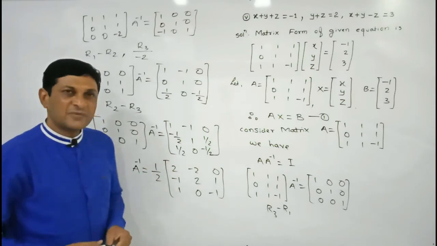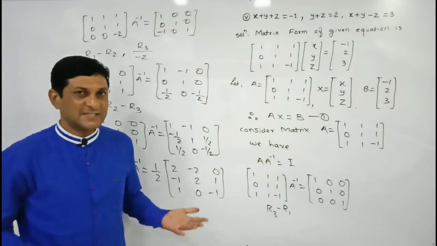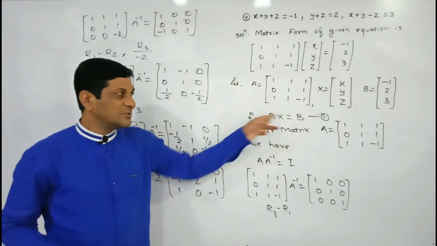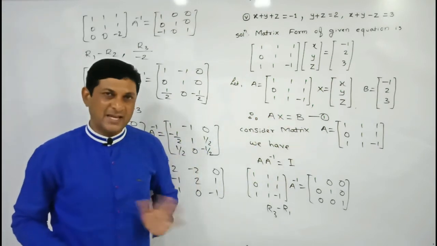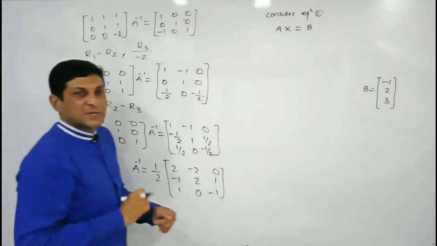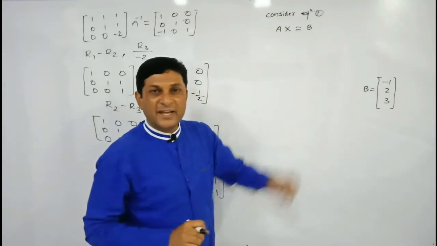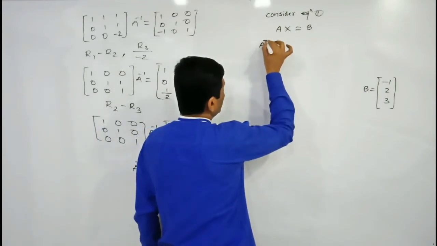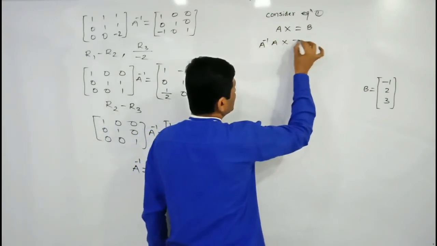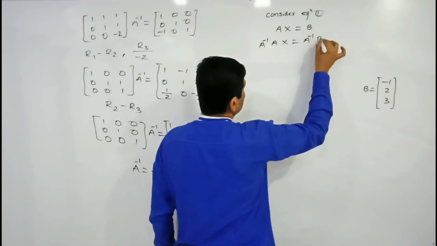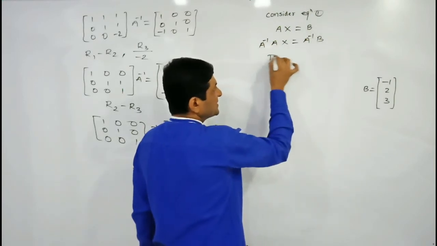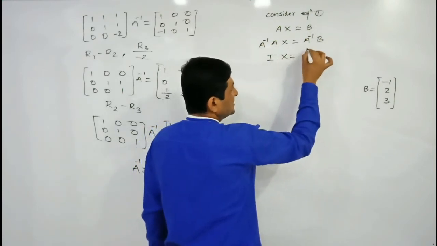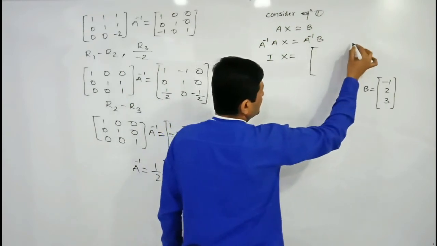Once the value of A inverse is known to us, then second step, to multiply this equation both sides by A inverse. Now we have considered the equation number first, that A into X is equal to B. So multiply both sides by A inverse. So A inverse into A X is equal to A inverse into B. On this side A into A inverse is I. X keep it as it is.